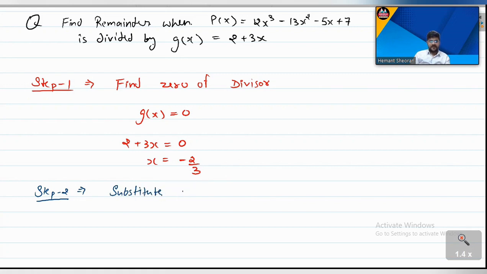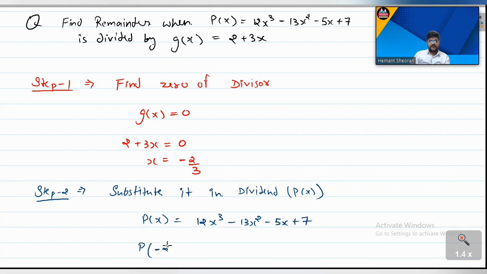Substitute it where? Substitute it in the dividend, that is the p(x). So firstly write down the p(x) that you have. It is just 12x cube minus 13x square minus 5x plus 7. And then if you substitute x as negative 2 over 3, p of negative 2 over 3 will be equal to what? Just find it out. That will be your answer, the remainder that you will get.